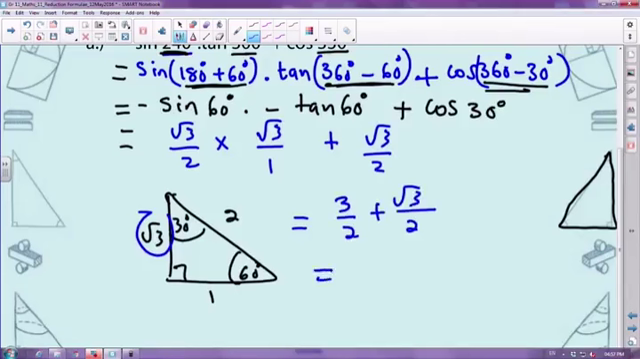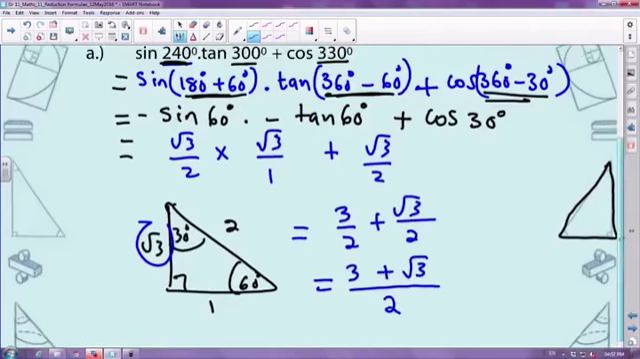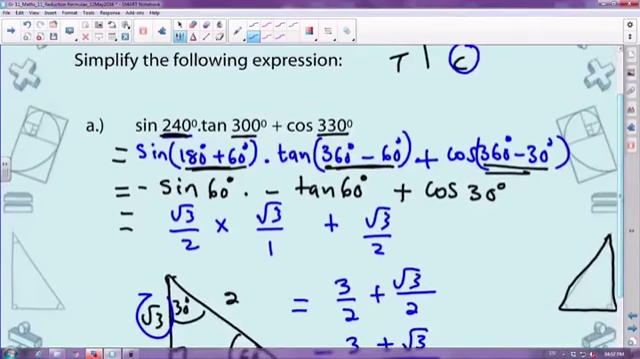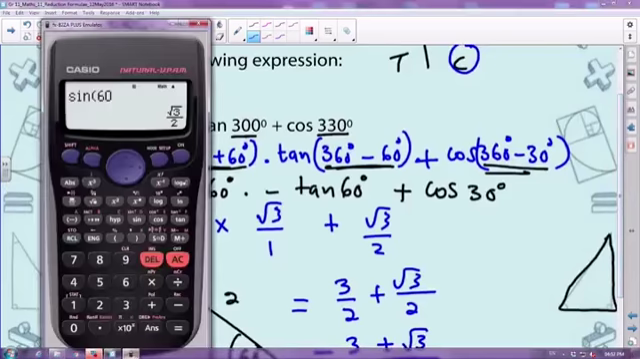Okay, now, because you're dealing with a fraction, this simplifies to an LCD of 2, and then you get 3 plus root 3. Now, guys, a cool trick about this is that, given your sine 240, tan 300, plus cos 330, you've got a natural display.